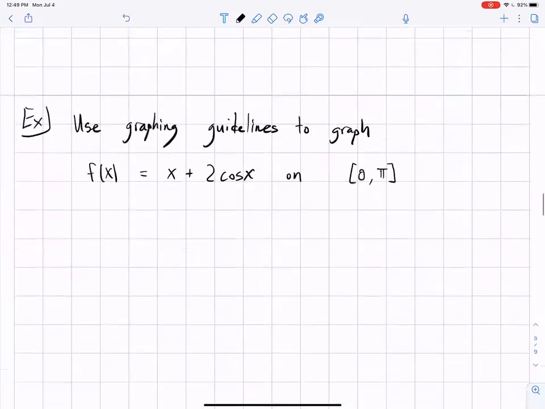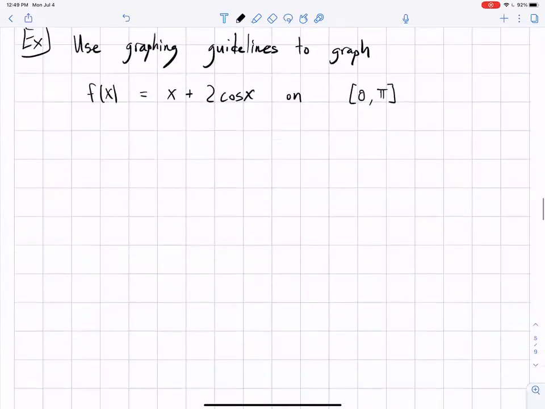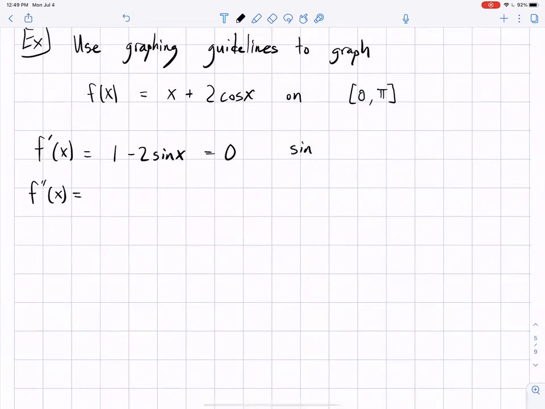Okay, let's do another one using some trig functions. Again, what we're going to do is find the critical points and the possible inflection points. So the derivative is going to be 1 minus 2 sine x. And then the second derivative, we set that equal to 0. And so that means that sine of x is equal to 1/2.